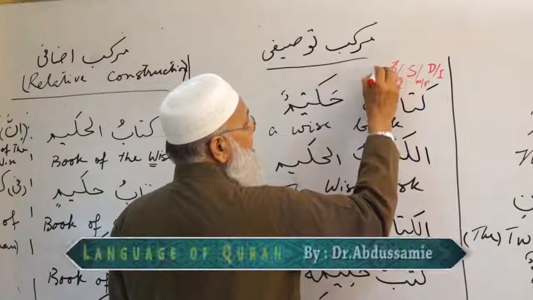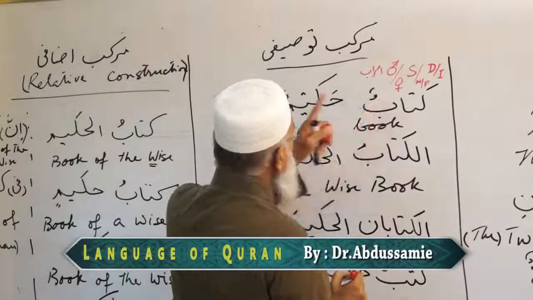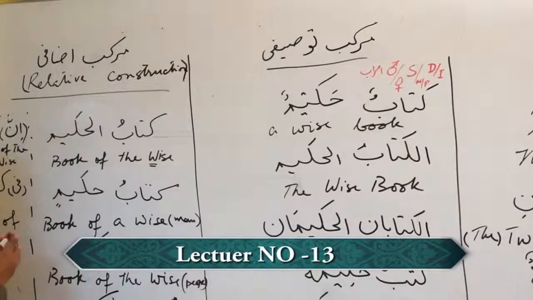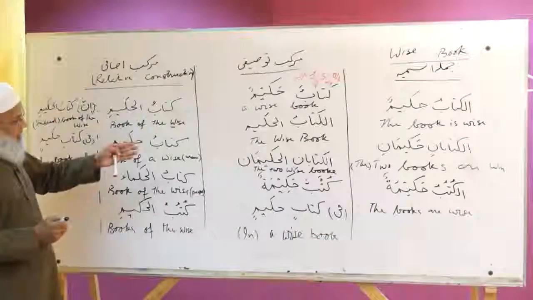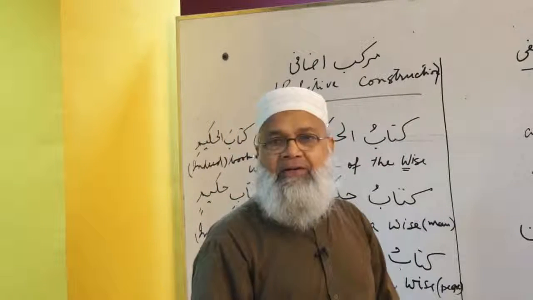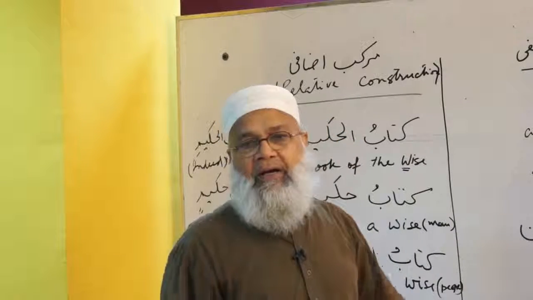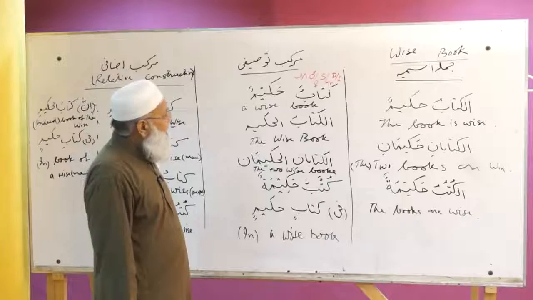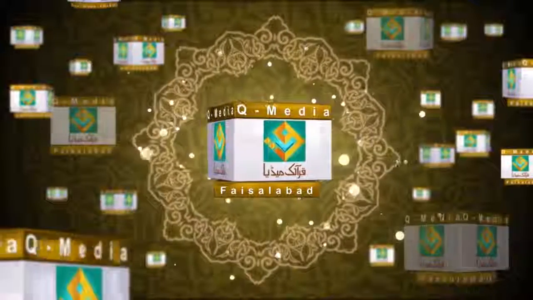I write down i'rab. This is the i'rab of rafa, this is the i'rab of rafa, and this is the i'rab of jar, al-hakimi. So you will complete this as homework, and then inshallah in the next class we will do the whole exercise in the class, and you will correct if you have made any mistake somewhere. Akhiru dawana and alhamdulillahi rabbil alamin.